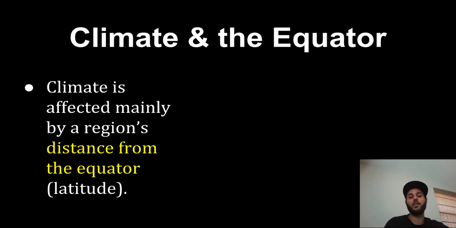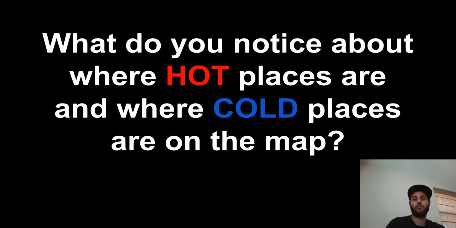So climate is affected mainly by a region's distance from the equator, or its latitude. I want you to take a second and look at the map that will be on the next slide and think about, what do you notice about where hot places are and where cold places are on the map?